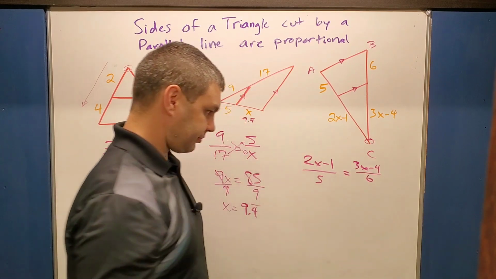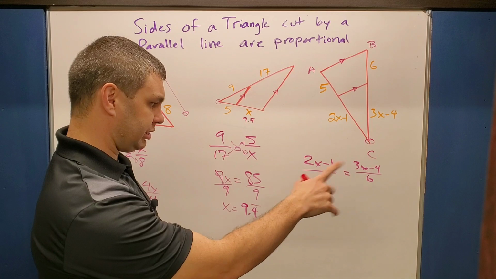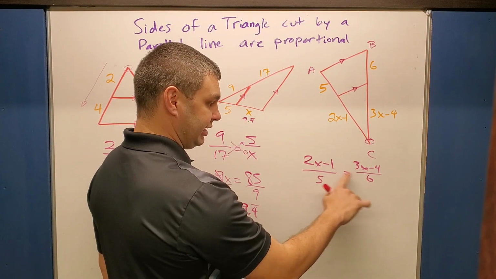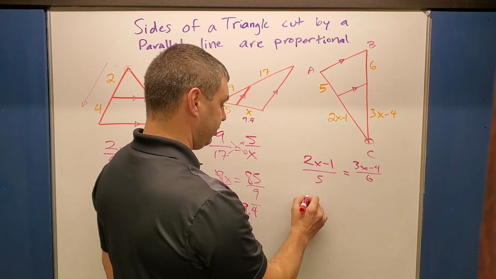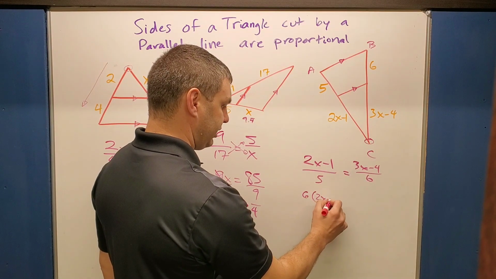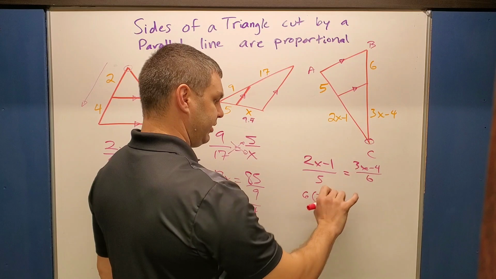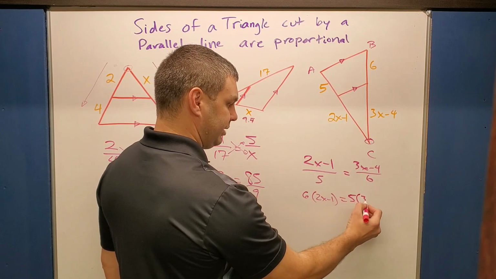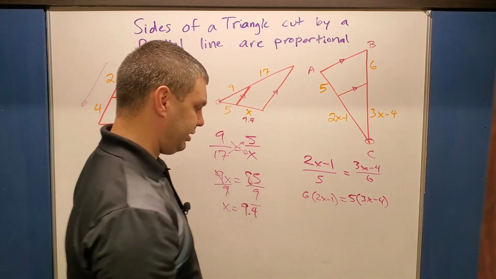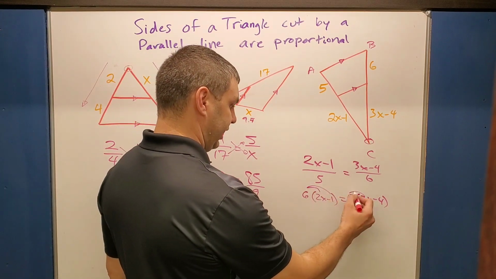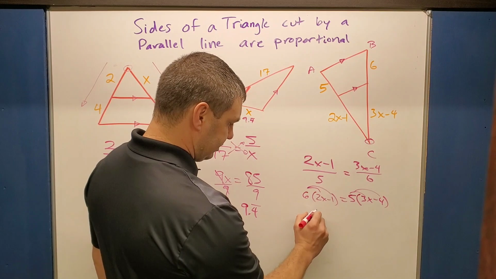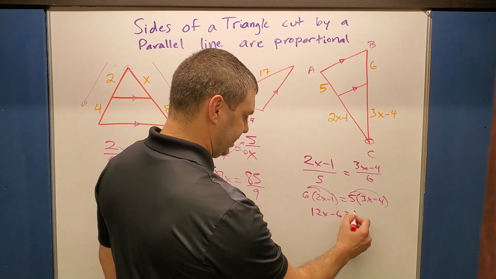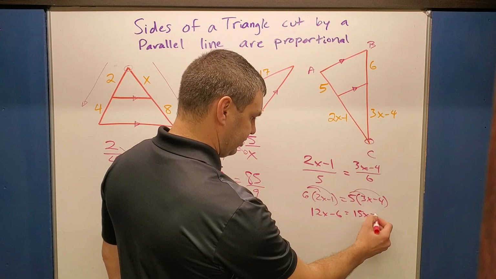over 6. All right, if I set this one up, I'm going to cross multiply, and I always like to put my binomial, the two terms, inside of the single term, the monomial. So I'm going to say this is 6 times 2x minus 1 equals, and then same thing if I cross the other way, my monomial times my binomial, 5 times 3x minus 4. Okay, we can distribute the 6 and the 5 to both of those. Here I'm going to get 12x minus 6. And on the other one, I'm going to get 15x minus 20.